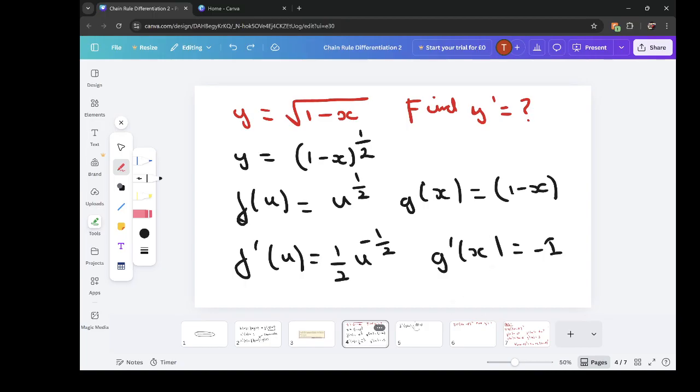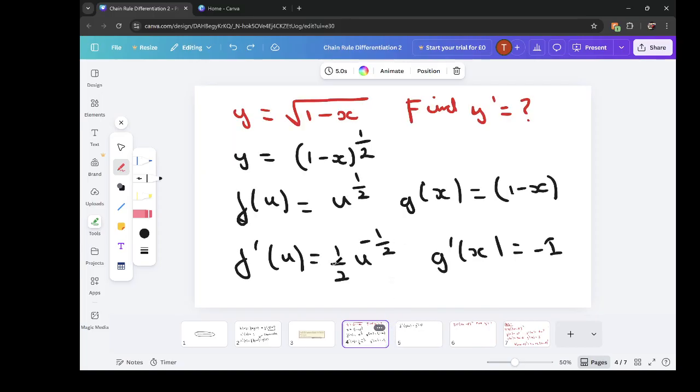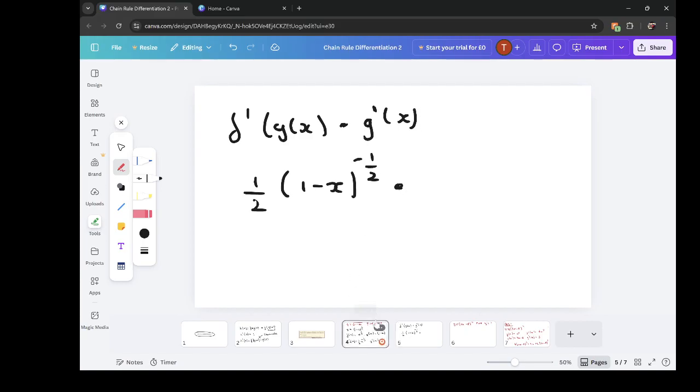But when we're writing down the chain rule, the first thing that we do is replace our f prime of x. So 1/2 u to the power of negative 1/2. So what does that mean? That means that this is equal to 1/2 of u, which is 1 minus x, to the power of negative 1/2. For now, you can write it as this, and we'll write it in the fraction term later. And then we times this by g prime of x, which is negative 1. Bam. That's our chain rule written.